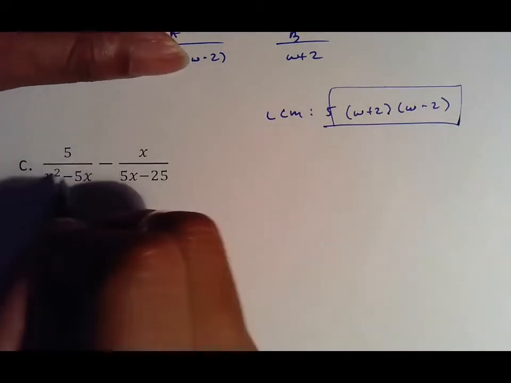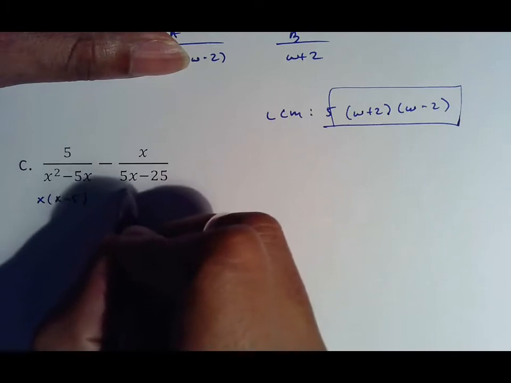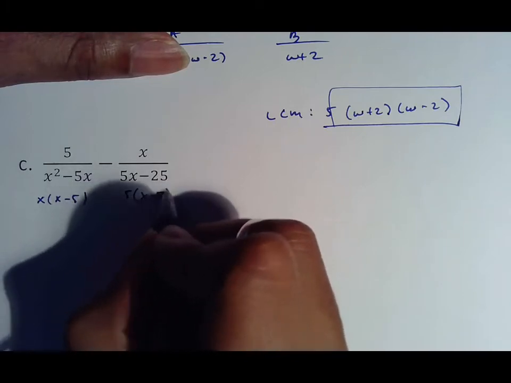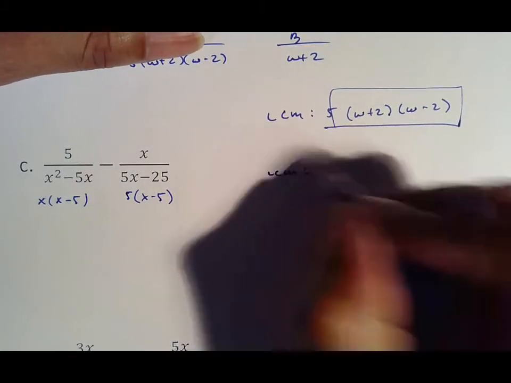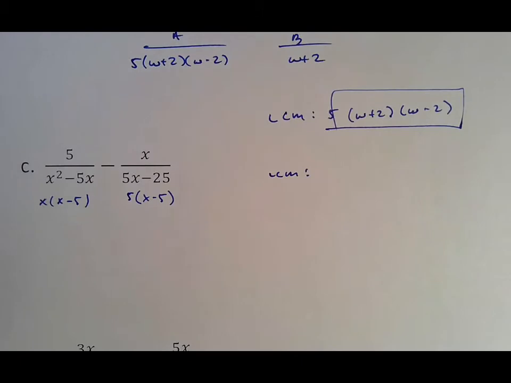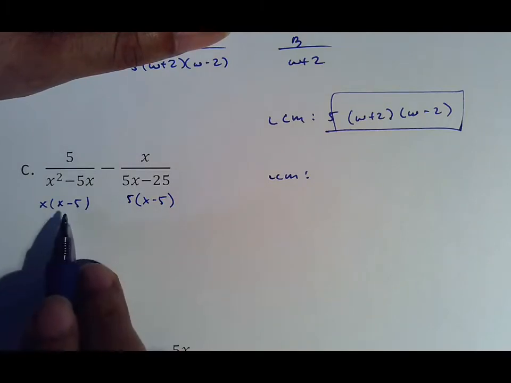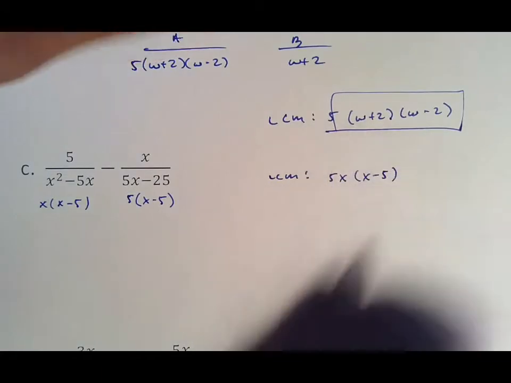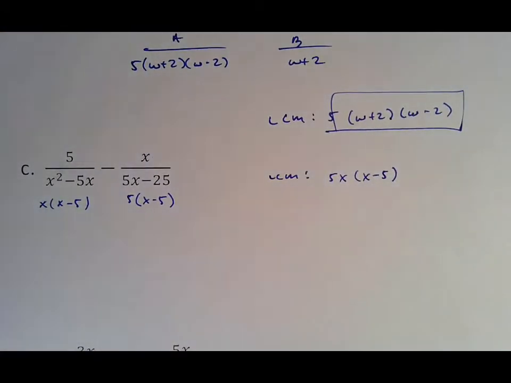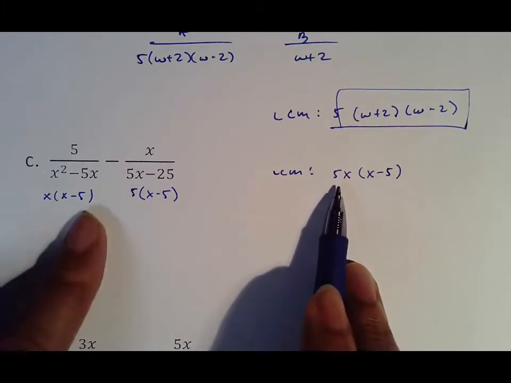Factoring the bottoms. This becomes x times x minus 5. This becomes 5 times x minus 5. So again, looking at this, and for adding, I would always do it off to the side. That way you don't get lost because it's easy to do. I need room for an x, a 5, and an x minus 5, because notice that only has 1, that only has 1. So I guess it'll be 5x times x minus 5. That's first. The second thing you must do is you have to ask yourself what's missing. Well, what's missing from here that we have over here?